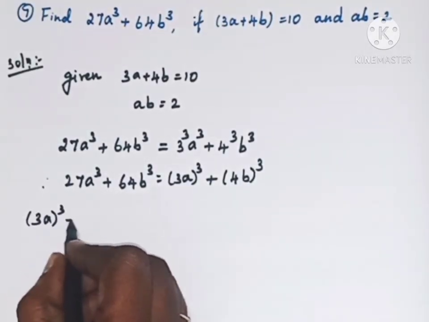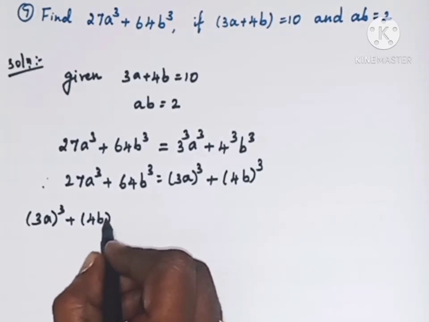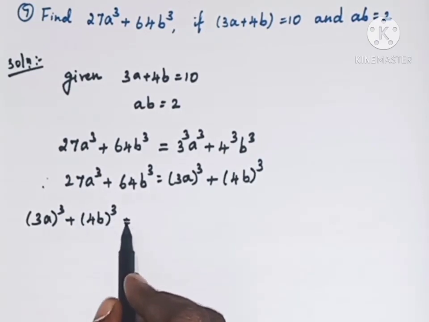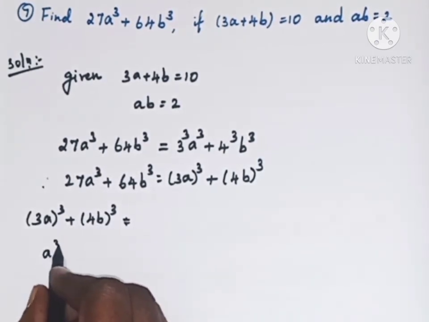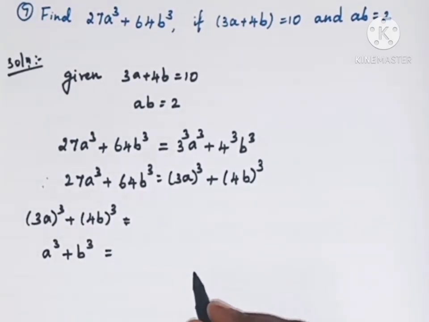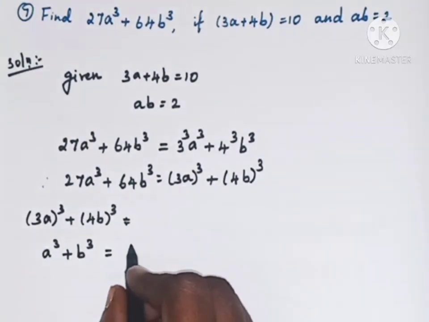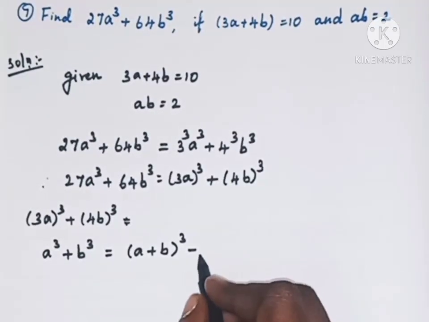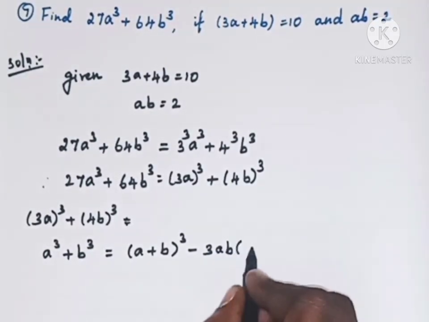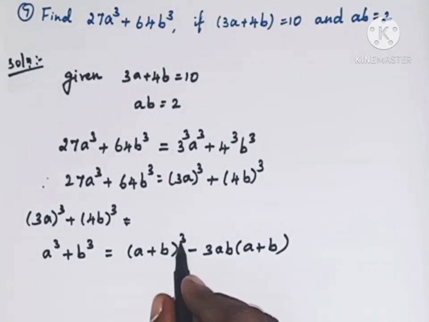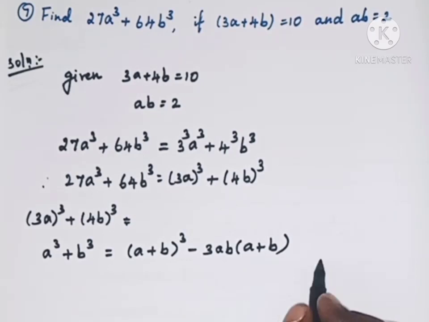3a the whole cube plus 4b the whole cube looks like the identity a cube plus b cube, isn't it? So write the identity: a cube plus b cube is equal to what? a plus b the whole cube minus 3ab into a plus b.